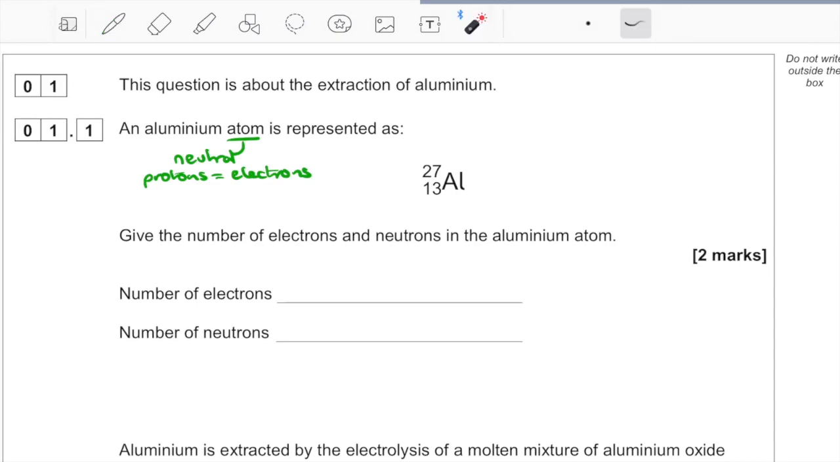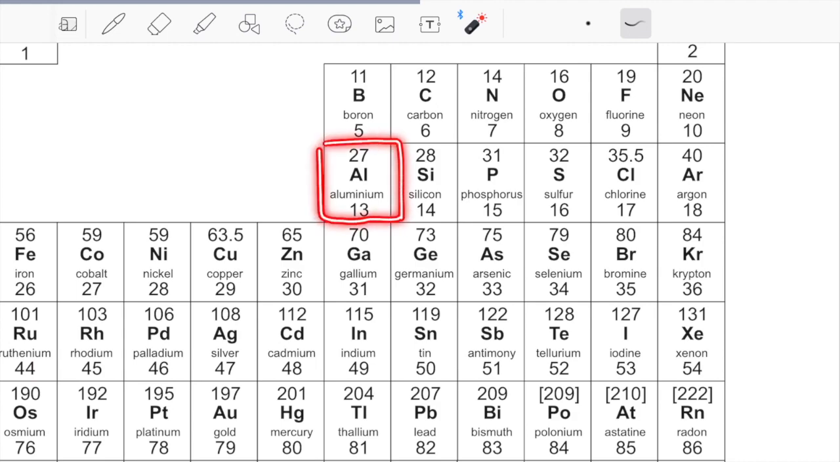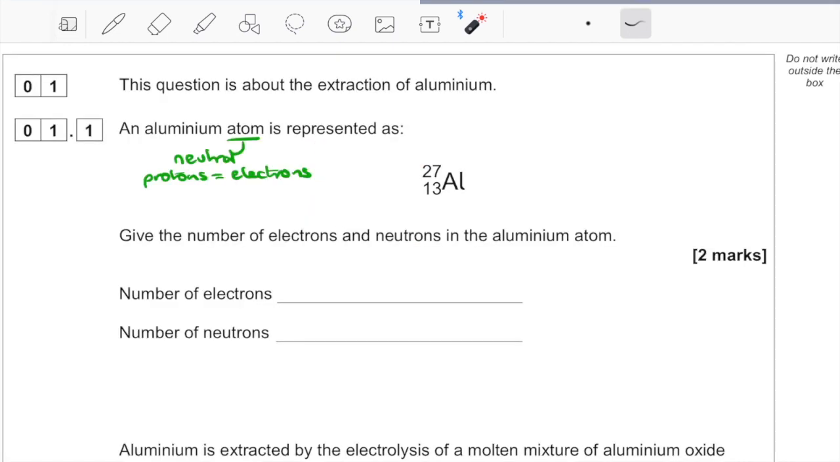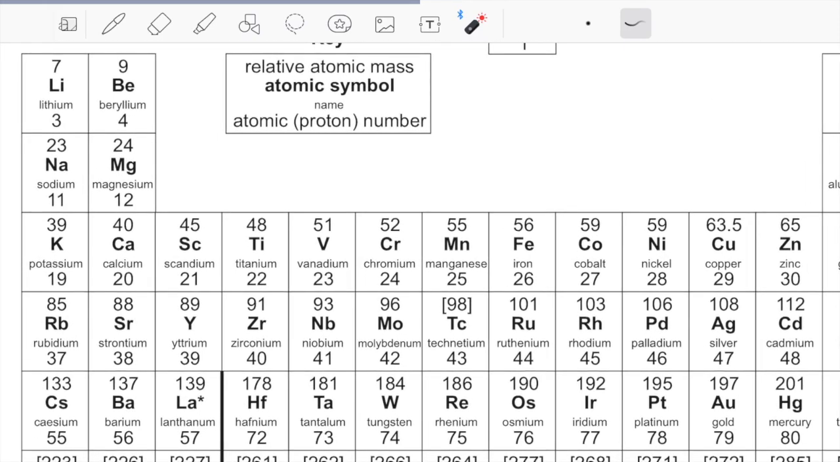So then they give us the symbol from the periodic table for aluminium with the two numbers that we see on the periodic table. So let's just go to the periodic table and have a look at that. If I zoom in there, you can see that's where it is. So they're presenting that information, and they ask for the number of electrons and the number of neutrons in the aluminium atom. So one of the things is that when you look at the periodic table and you look at the key, you can see that the bottom number is the atomic number or the proton number.